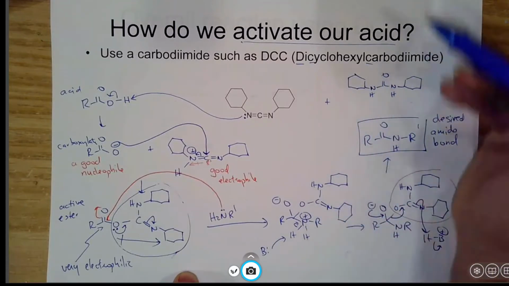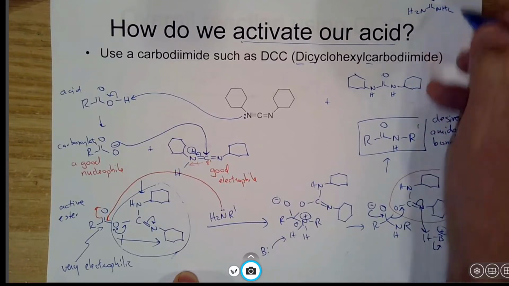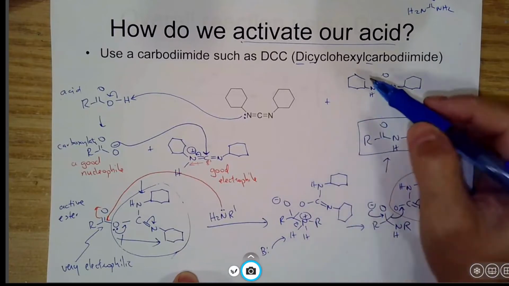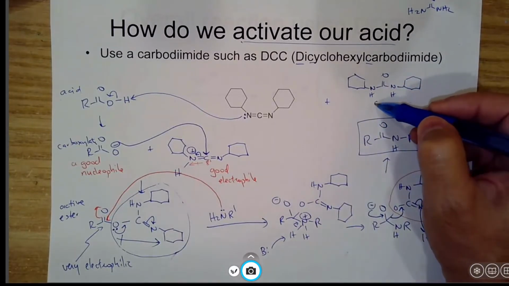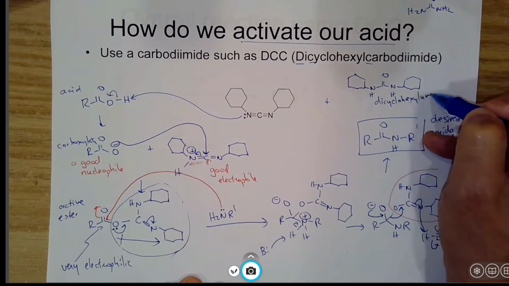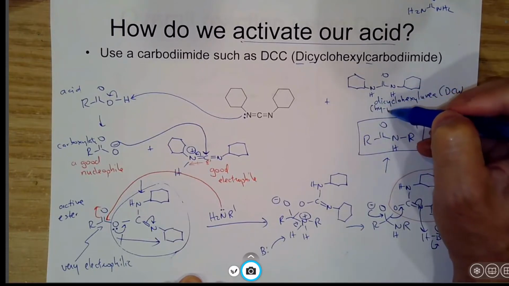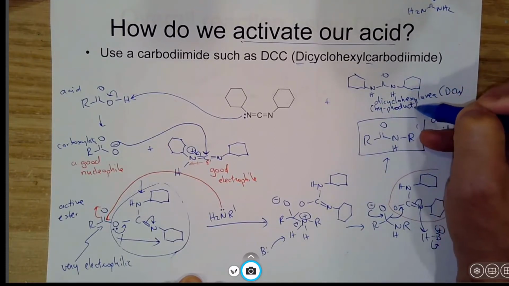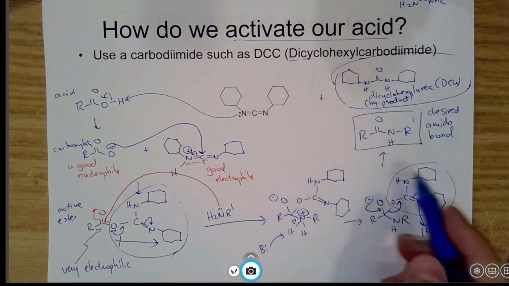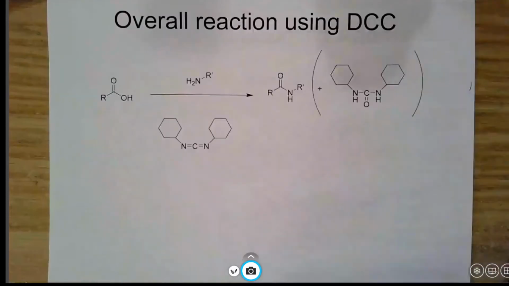So urea actually looks like this. This is a biological byproduct. So this is very much like urea, except there's two cyclohexyl groups. So we call this dicyclohexylurea, also known as DCU. Okay, this is a byproduct. But you're not so interested in that, because what you are interested in is the desired amide bond. All right, so that's how we activate our acid using DCC.